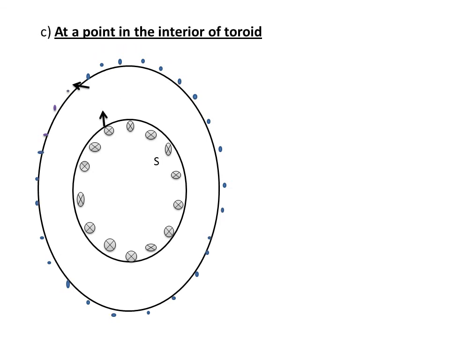Now we are going to find the magnetic field at a point in the interior of the toroid. Here we have a point S inside the toroid. To find the magnetic field at S, we are going to draw an Amperian loop. So again it is a circle. We can see that the current carrying elements are outside the Amperian loop and inside the loop there is no current carrying element, that is, the current enclosed inside the Amperian loop is 0.